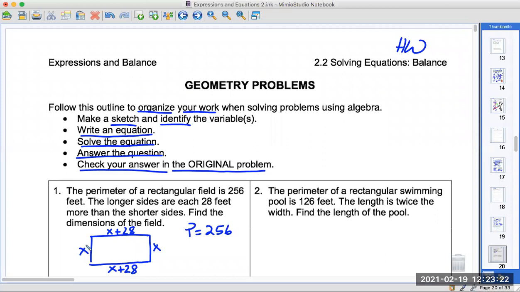So there are your labels. The shorter side is the X, the unknown. The longer side is 28 more. When you add all these up, your equation has to equal 256. So this gets you started at least.